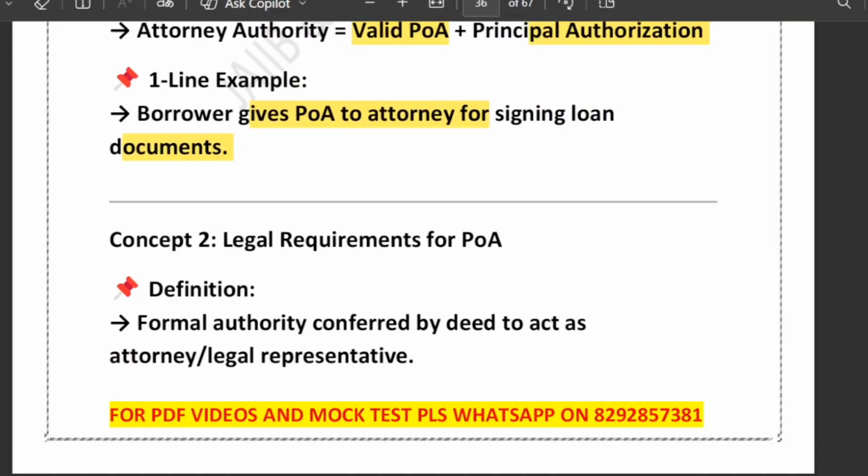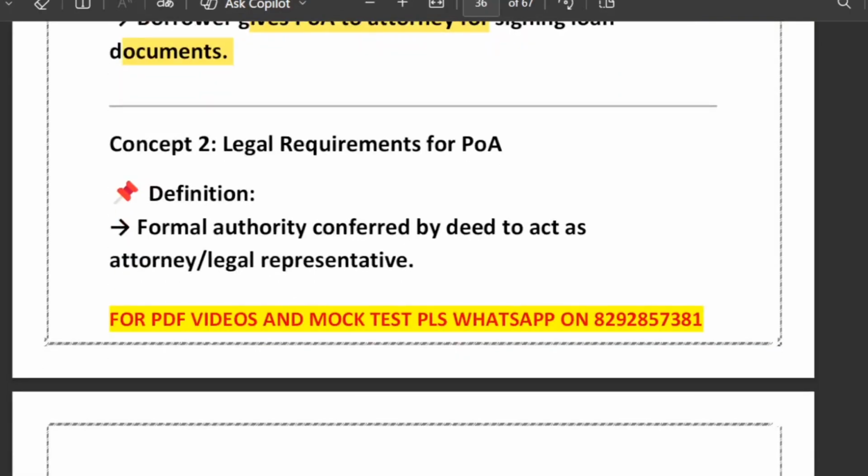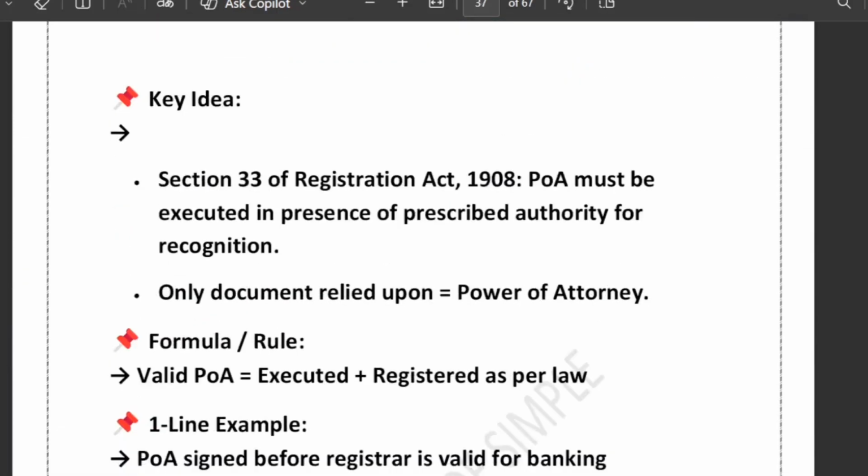That's the point. What is the legal requirement for POA? POA must be formally executed and registered to be valid. Section 33 of the Registration Act 1908 says that POA must be executed in the presence of the prescribed authority for recognition. So the valid POA means executed plus registered as per the law.